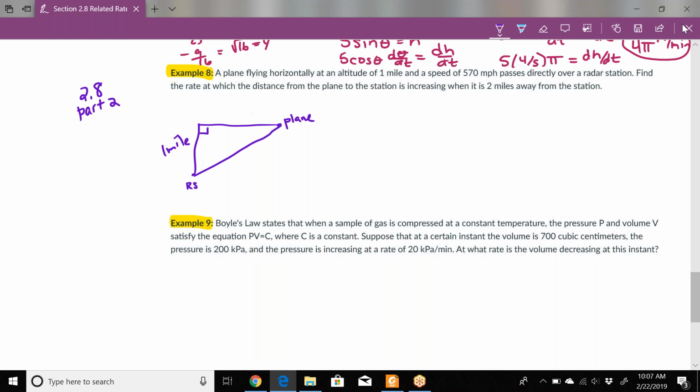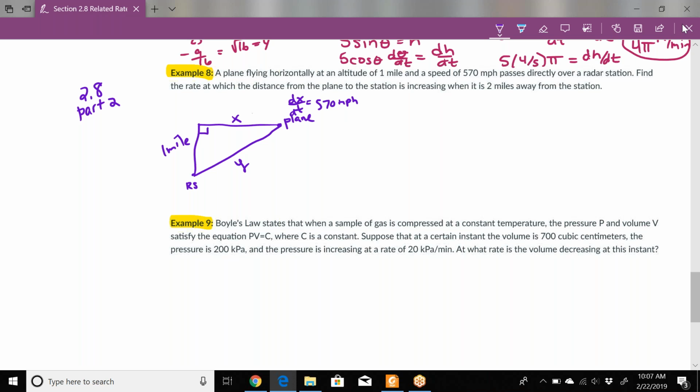Let's call the distance between where the radar and the plane met x, and the actual distance between the radar station and the plane y. This is how far these two things are from each other. The plane was flying at 570 miles per hour, so the change in x over change in time, dx/dt, is 570 miles per hour.